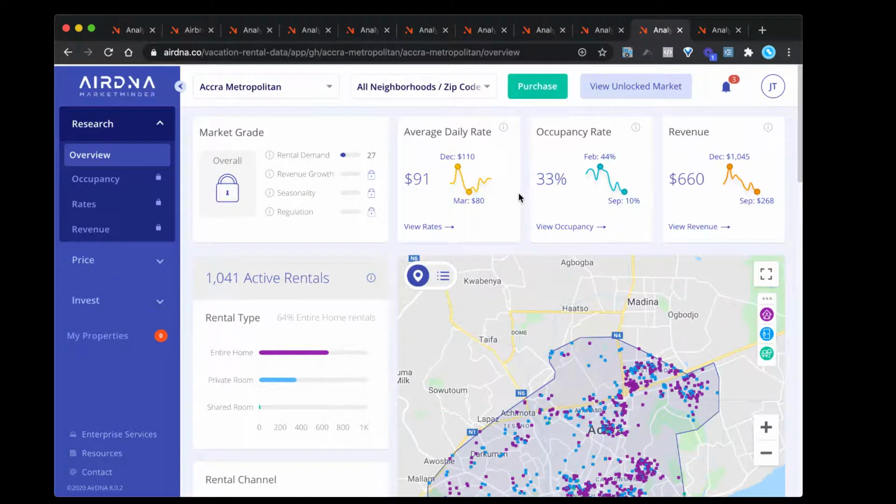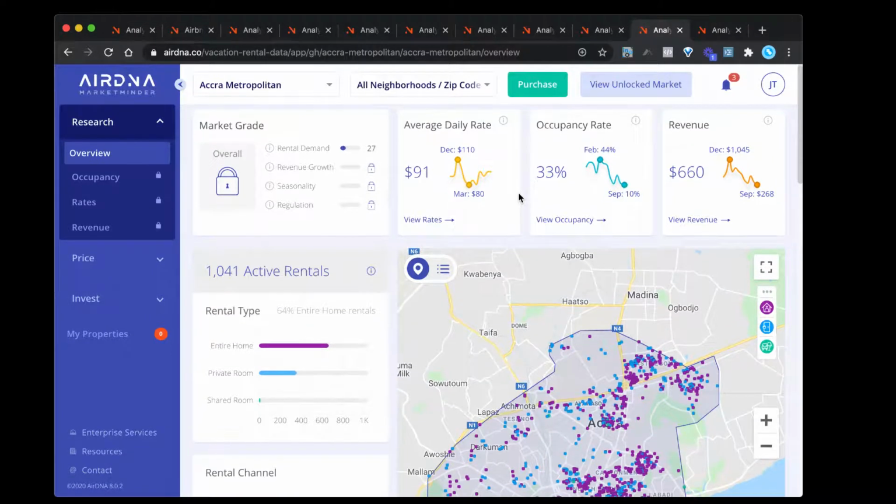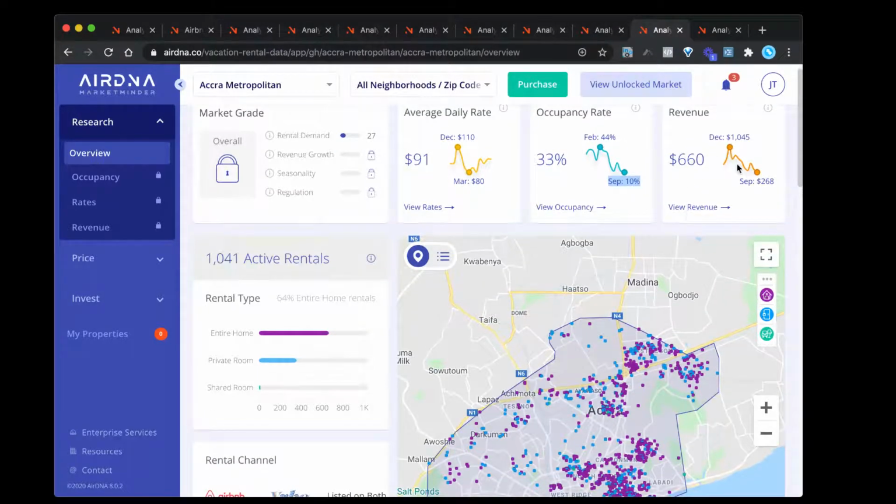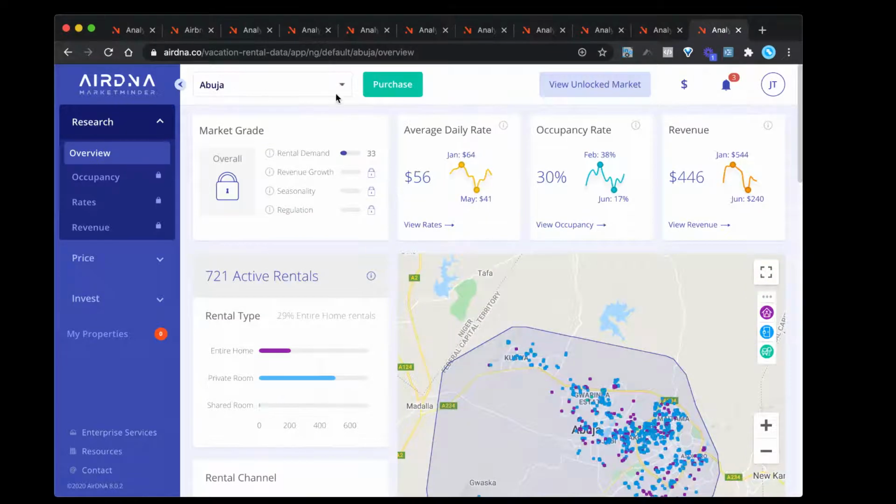We can take a look at probably Lagos, and here you can see the average daily rate is pretty high, occupancy is as good as could be expected at the moment, and revenue is also not too bad. Again, you can see what's more popular in the city. And then let's take a look at Abuja, where I am at the moment.